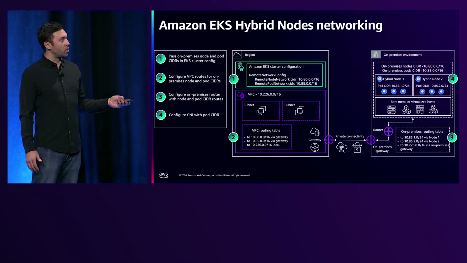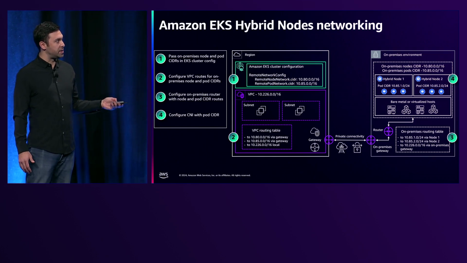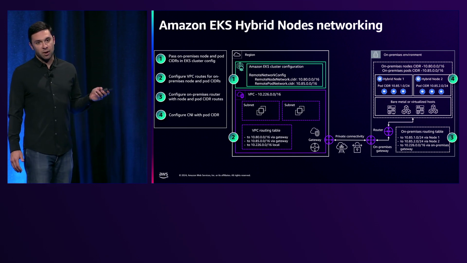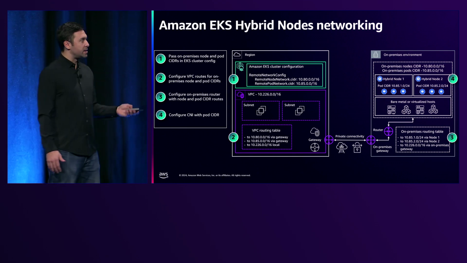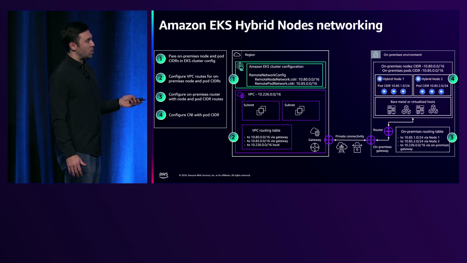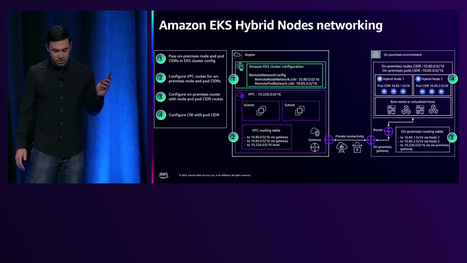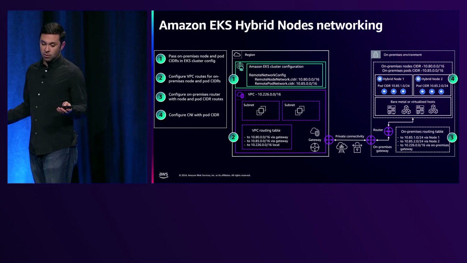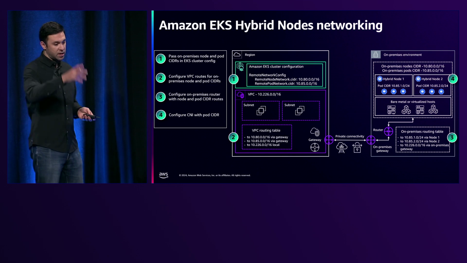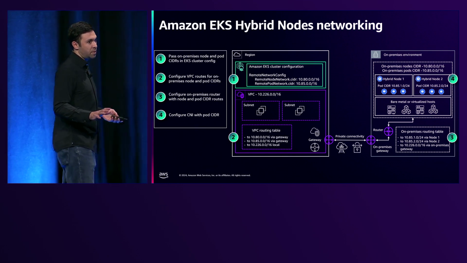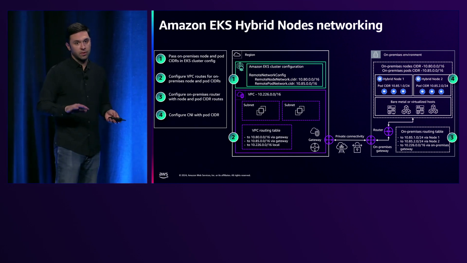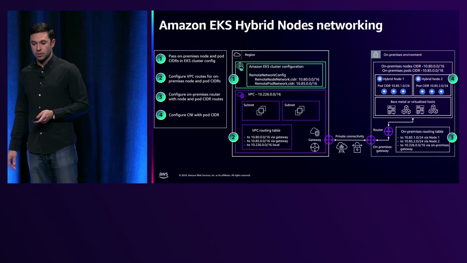So once we get to the point where that traffic is exiting your VPC, now we're in your on-premises environment. And the next step there is your on-premises routing table needs to be configured with that same remote node network and, optionally, that remote pod network, so that when that traffic gets to your on-premises environment, it knows where to go in terms of sending that traffic to your hybrid nodes.